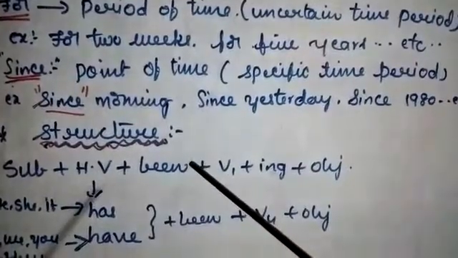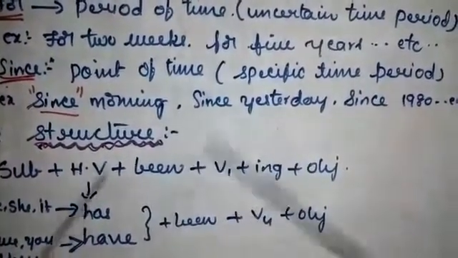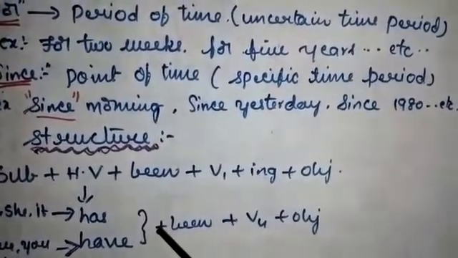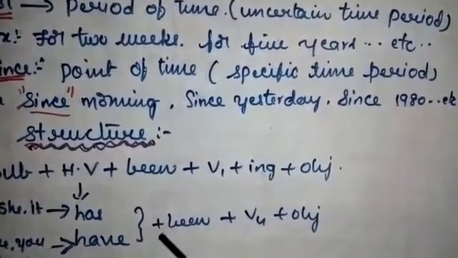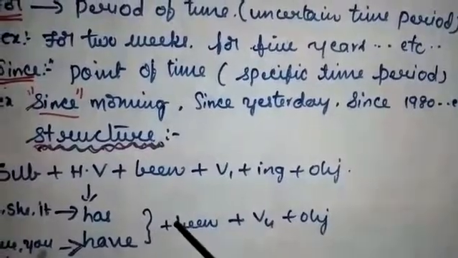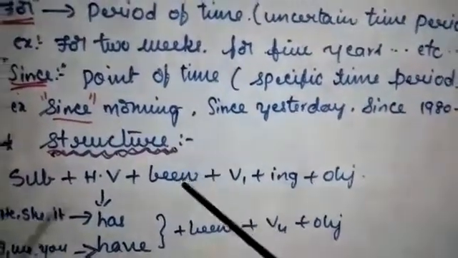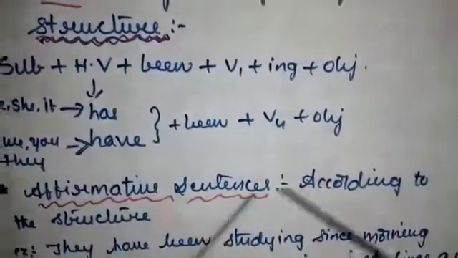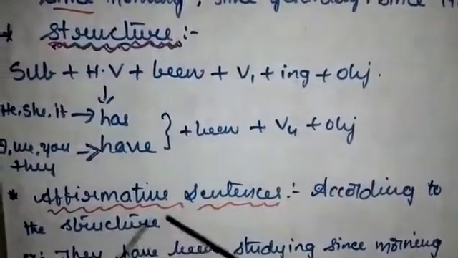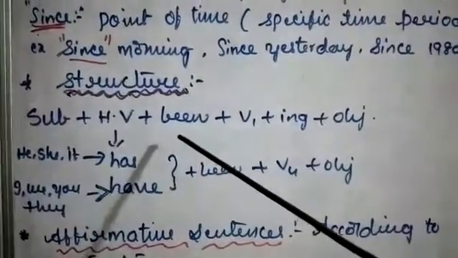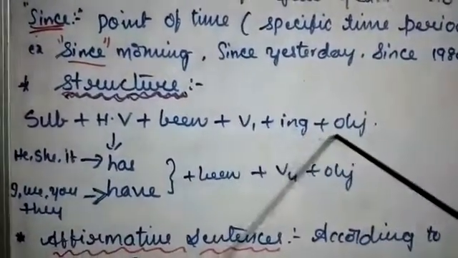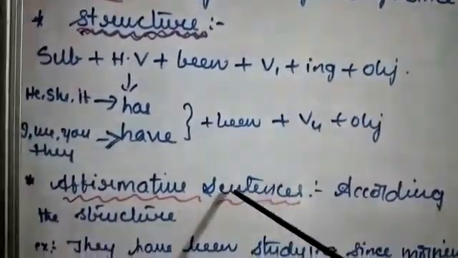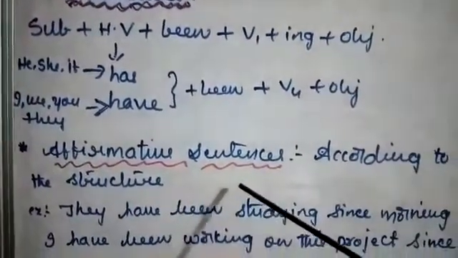Already I have told you that there are three kinds of sentences in the English language. What are those three kinds? Affirmative sentences, negative sentences and interrogative sentences. Now we will see one by one. Affirmative sentences mean sentences according to the structure: subject plus helping verb plus been plus V1 plus ing form plus object. Those are called affirmative sentences.